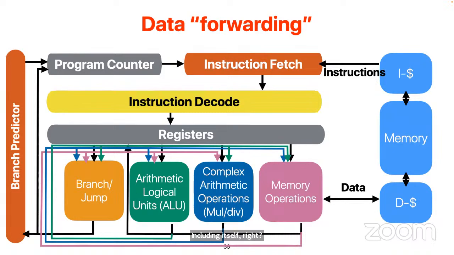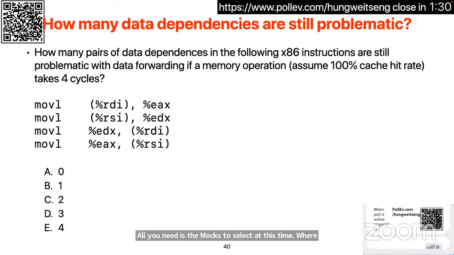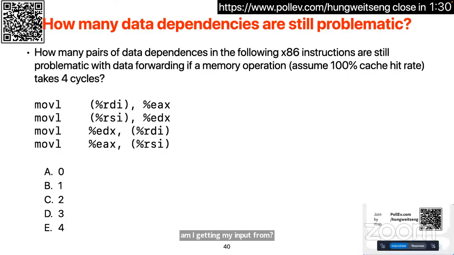Or you can also add circuits to forward your complex arithmetic or logic result to other units as well. All you need is the mux to select, at this time, where am I getting my inputs from? That's data forwarding. So let's assume you can forward the data whenever you need. Then for this piece of code, how many data dependencies would still be problematic in a way that it will lead to a data hazard?